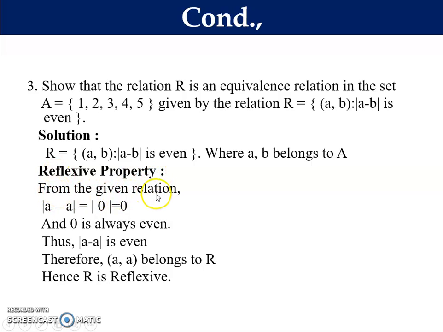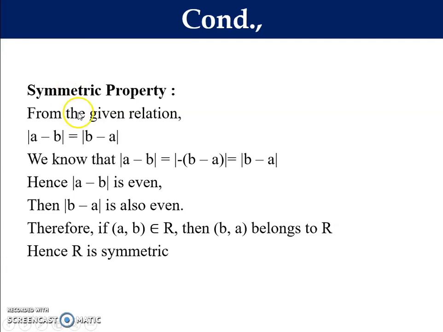From the given relation, I have to select only one element from A. That is, small a belongs to capital A. When I substitute in the given relation, I get |a − a| = 0. 0 is always even, so the reflexive property is satisfied. So |a − a| is even, where (a, a) belongs to R. Therefore, R is reflexive.